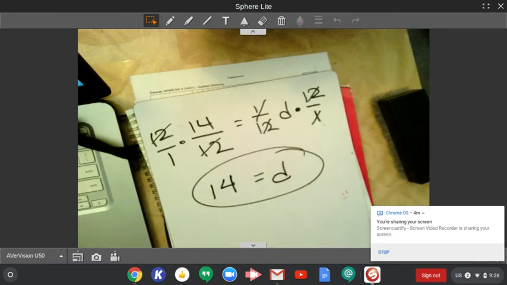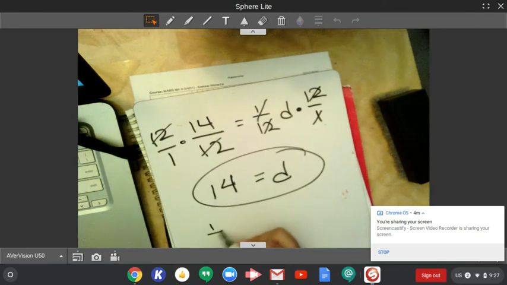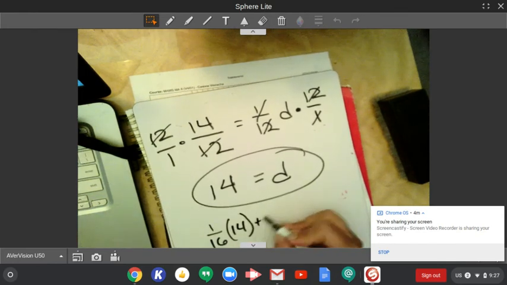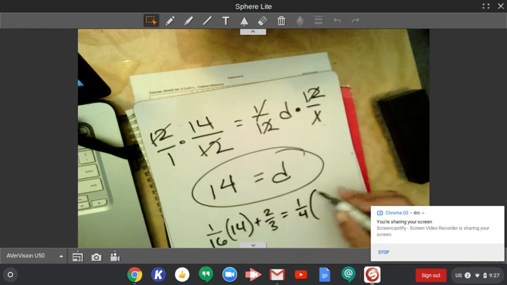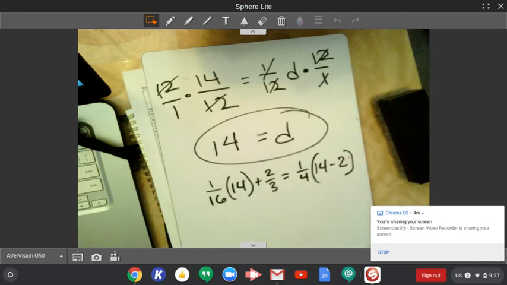If you want to check your answer, you could plug in back to the original equation. 1/6 of 14 plus 2/3 equals 1/4 parentheses 14 minus 2. Okay, if you want to check that and see if it's correct, feel free.